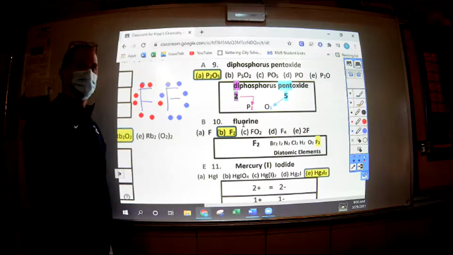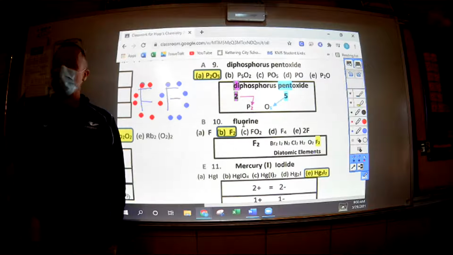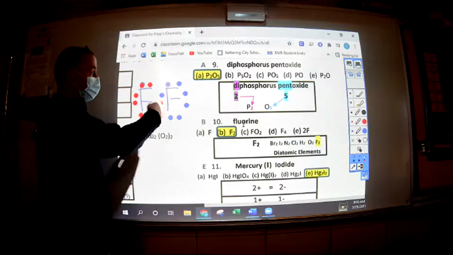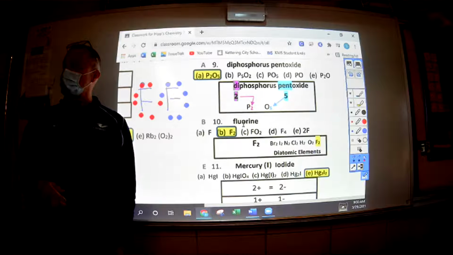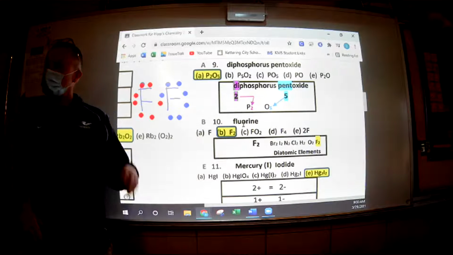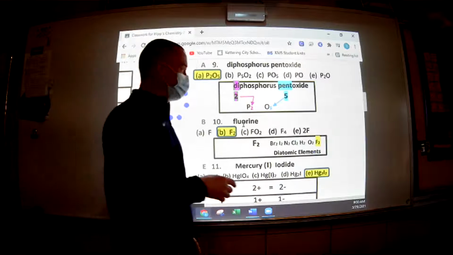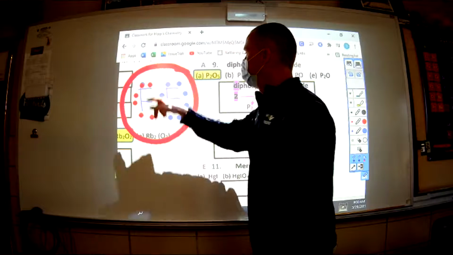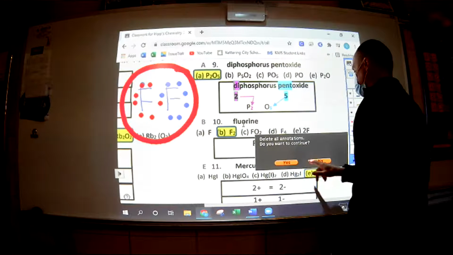What do the fluorines do? Join up immediately. Why? They form a single bond between them to satisfy the what? The octet rule. Every time. You can't get a fluorine by itself. So they're always found together. What's the formula for this? That's F2. They're always found in 2s.